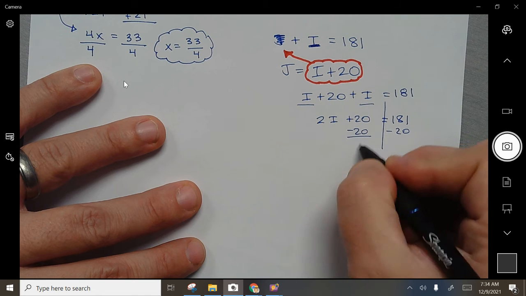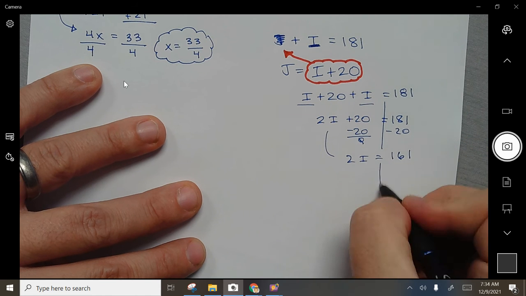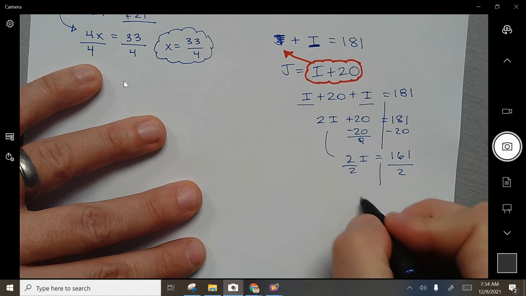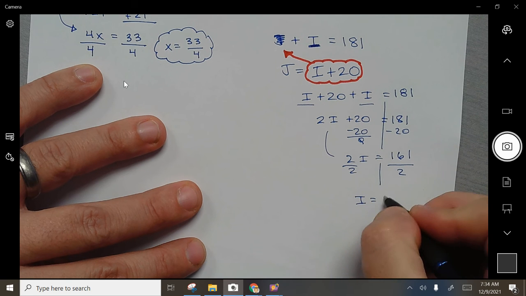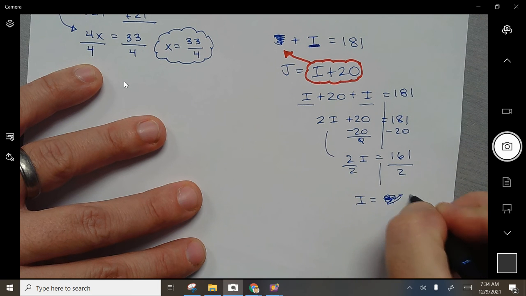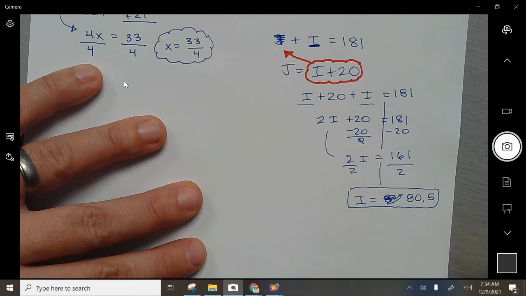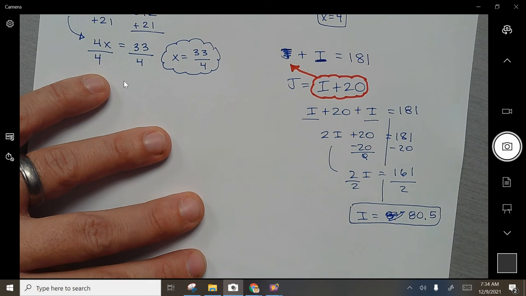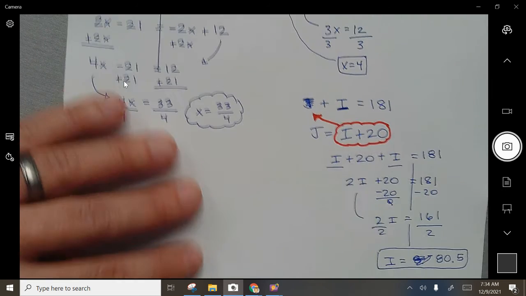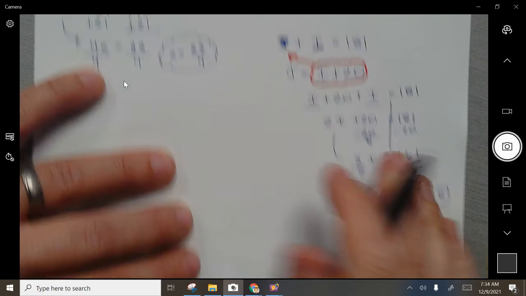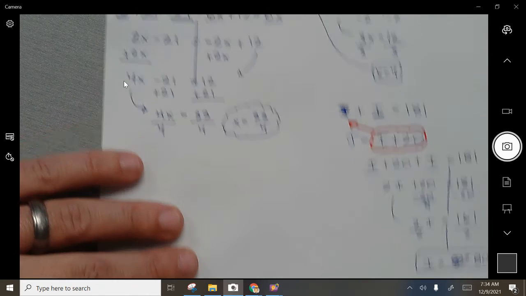Subtract 20. Is that going to be 161? Divide by 2. I equals, it's going to be 80.5. If you use a calculator, that's fine. 80.5. Unfortunately, that doesn't help us on our board, does it? We've already done 8. We've already done 5. How about this? 8 minus 5 is 3, so let's cross out 3. Cool. All right, let's keep it rolling.